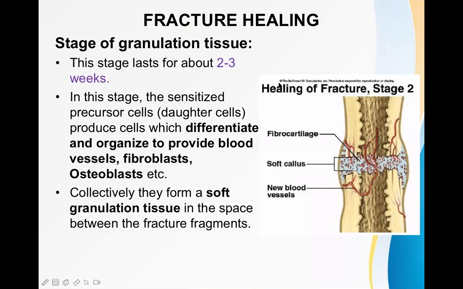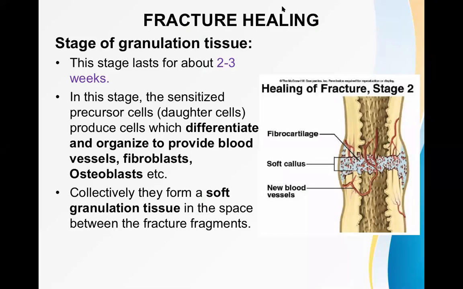Now the second stage is the stage of granulation tissue. Most of the points I've already explained to you. Have a look here again. This stage lasts for about 2 to 3 weeks, and in this stage the sensitized precursor cells, which are also known as daughter cells. Now, once again, from where do these daughter cells originate? Yes, this is the question for you.